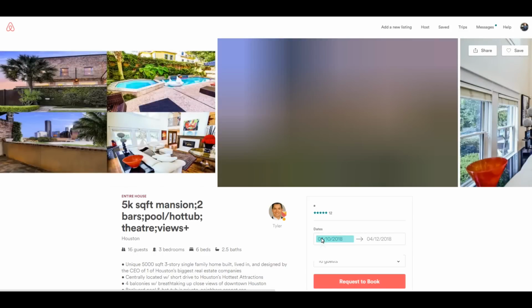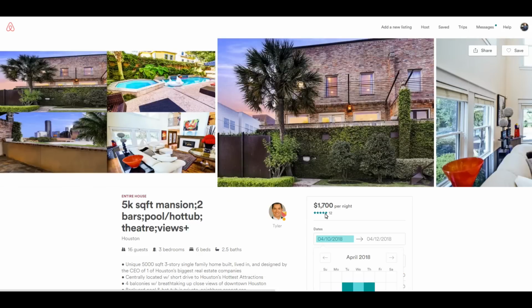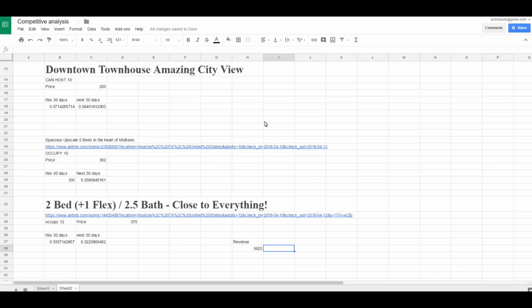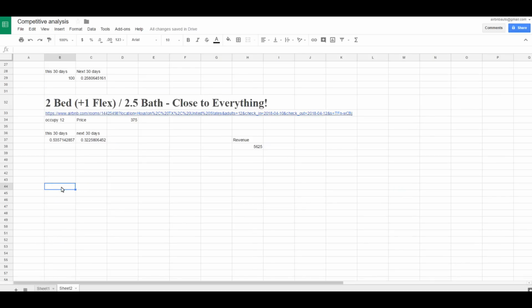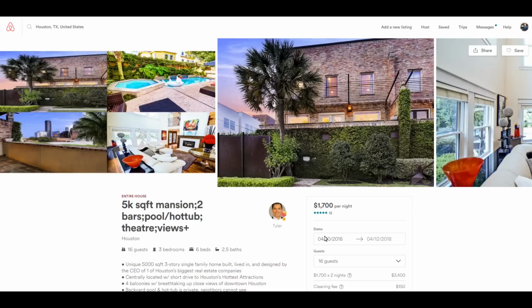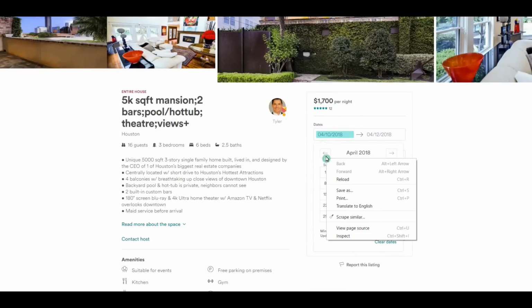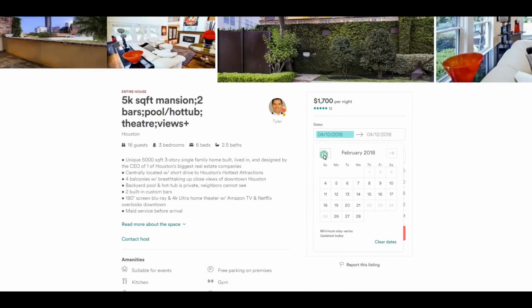So his rate is $1,700 a night. So occupancy: it occupies 16 people, and his price is $1,700. He's getting some action. 1, 2, 3, 4, 5, 6, 7. He's got 7 booked nights. And let's actually see if he changes his price points. So he requires a 3-day minimum stay, and so it's $5,800 for 3 nights.